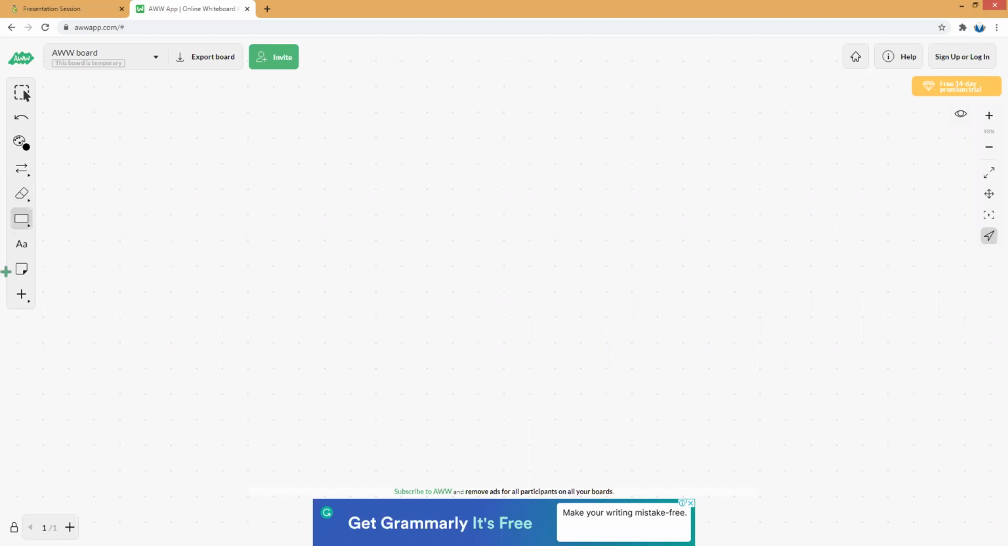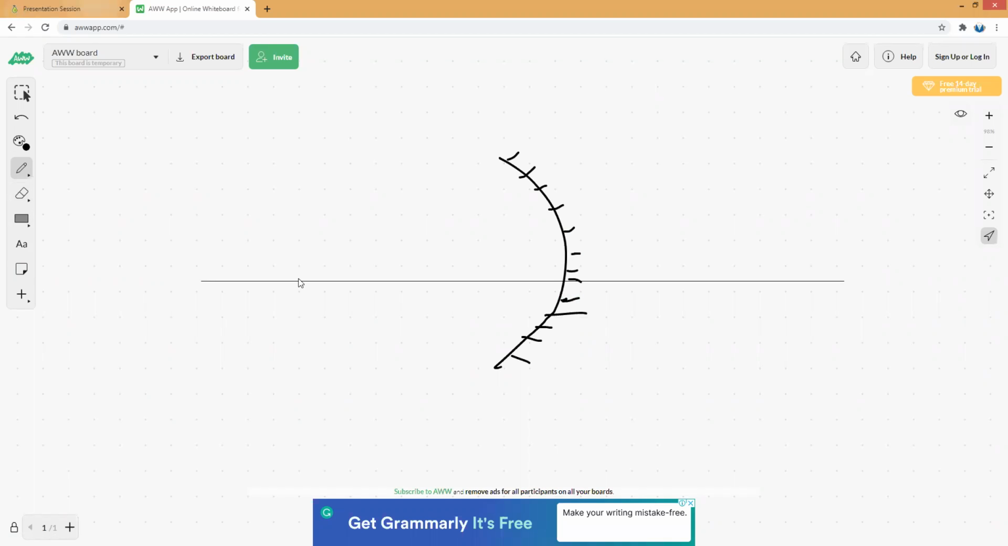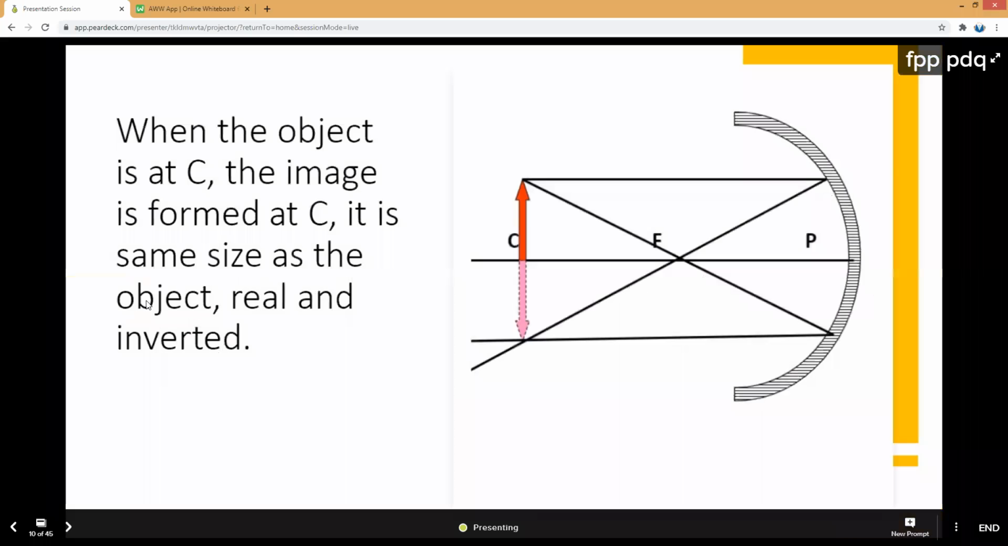So this is the principal axis. Same process. This is the mirror. And just make sure that the mirror is silvered properly. I'm just roughly drawing it for now because it's not that easy right now.